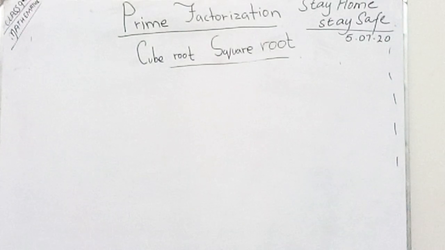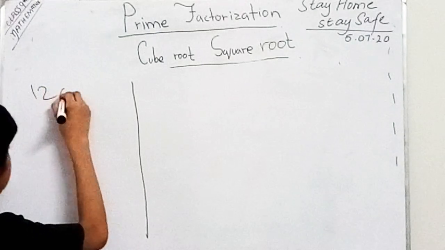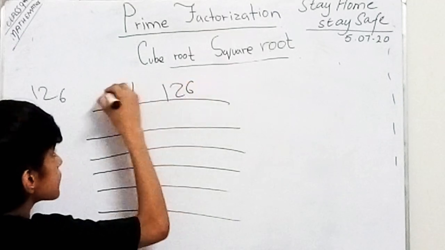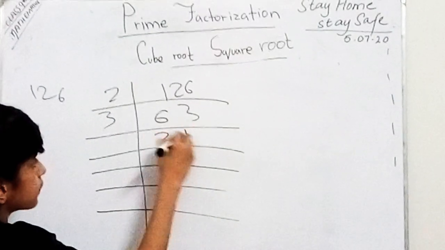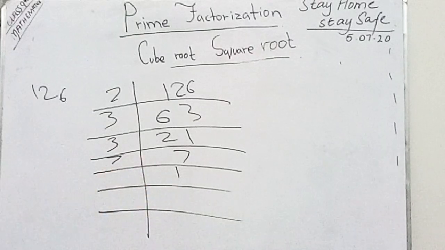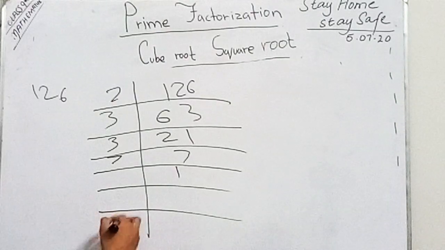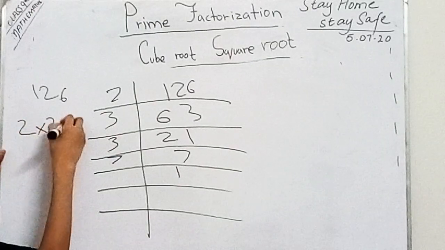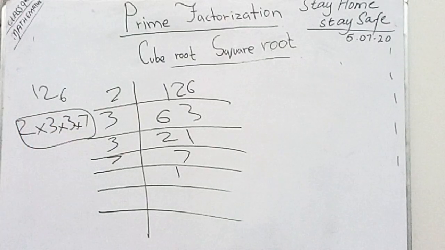Okay, first we have to find the prime factorization of 126. 126. 6 twos are 12, and 3 twos are 6. 3 twos are 6. 3 sevens are 21. And these are all the prime factors we got for 126. Okay, let's now write all the factors over here: 2 multiplied by 3, multiplied by 3, multiplied by 7. So these are the factors we got. Now the next thing they said.